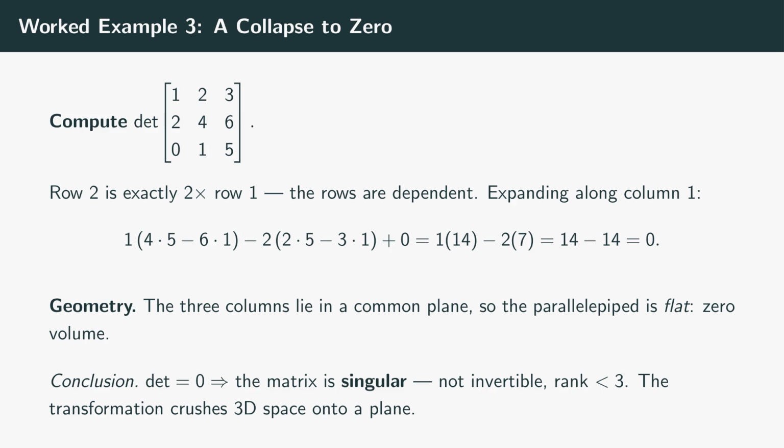The determinant is 0, and the reason is geometric. Because the columns are dependent, they all lie in a single plane, so the parallelepiped they would span is completely flat, with 0 volume. A 0 determinant tells us the matrix is singular, it has no inverse, and its rank is less than 3. The transformation crushes all of three-dimensional space down onto a plane, and once that dimension is gone, no inverse can recover it.